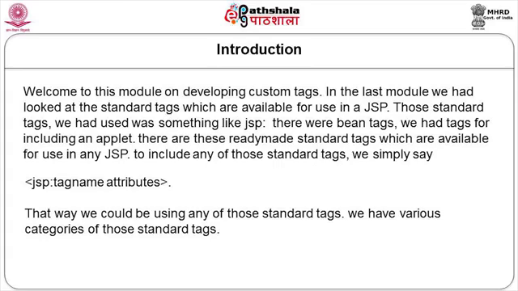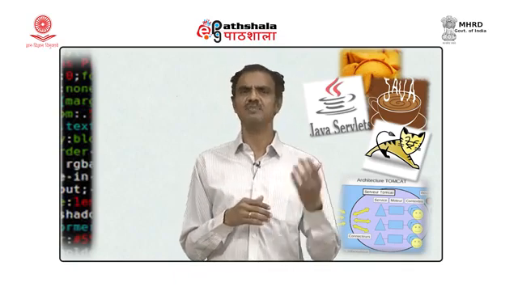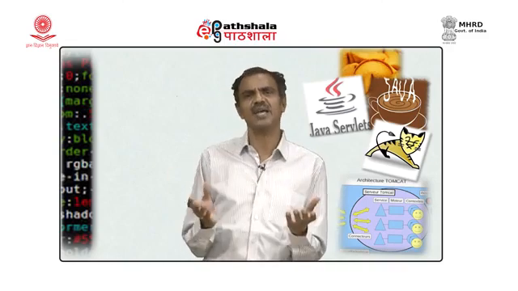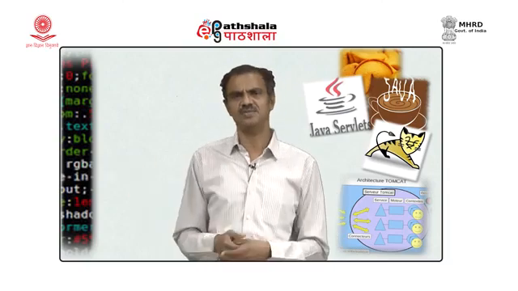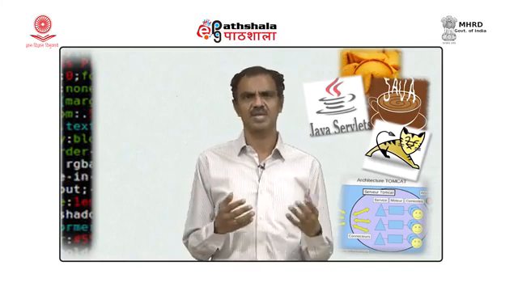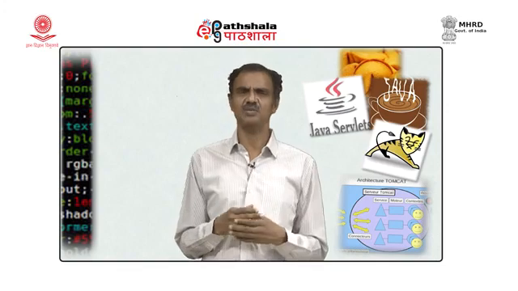We had tags for including an applet. So, there are these ready made standard tags which are available for use in any JSP. To include any of those standard tags, we simply say jsp colon, and then some tag name, and then some attributes, and that way we could be using any kind of those standard tags. We have various categories of those standard tags.